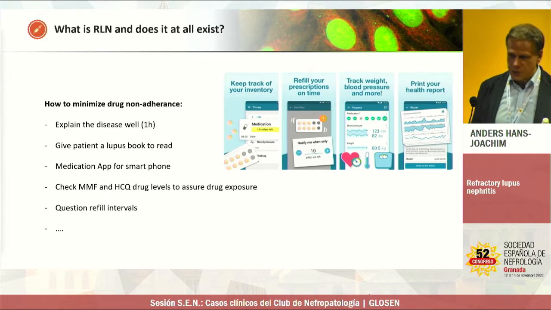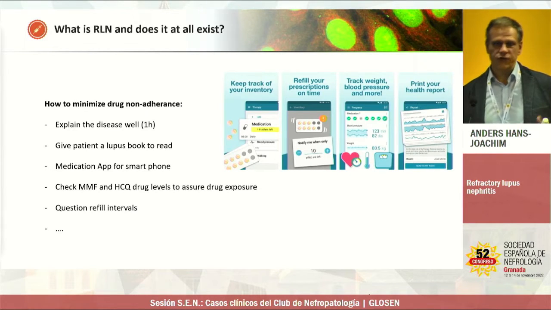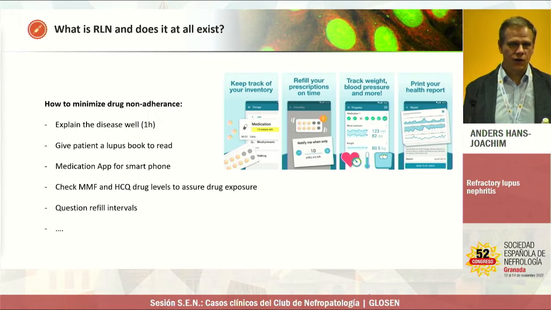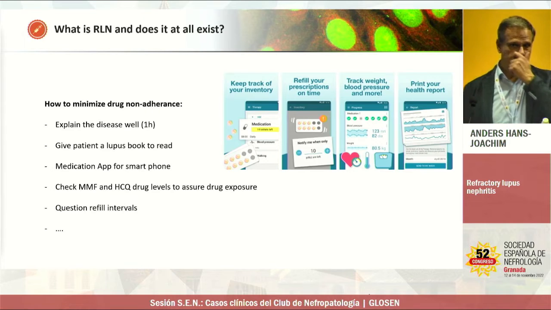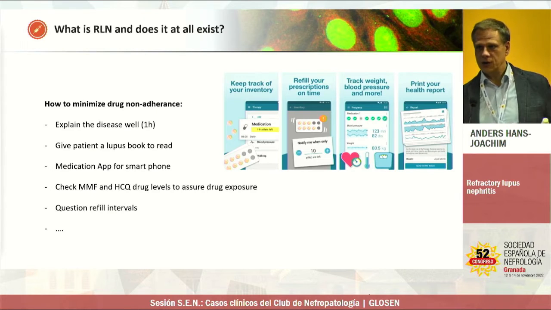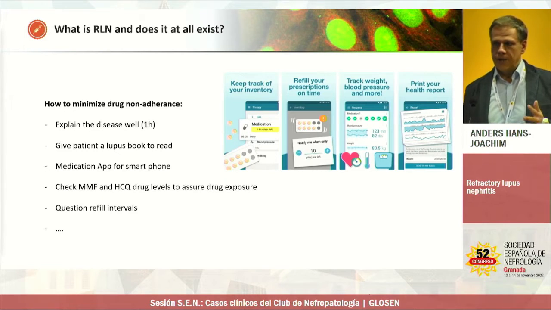When you talk to lupus experts that see a lot of lupus nephritis, they all tell you most of refractory lupus nephritis is drug non-adherence. And I see some people nodding. I think this really depends on the way you can take care of your patients. I'm in a lucky position.